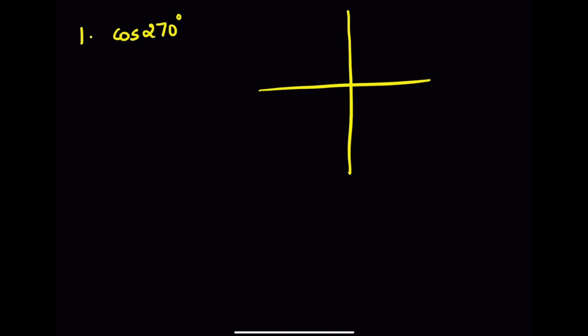So these are our quadrants. First quadrant, second quadrant, third and the fourth quadrant. Now 270 degrees is at this point, which is the boundary between the third and fourth quadrant. So we have to find the value of cosine at this point.